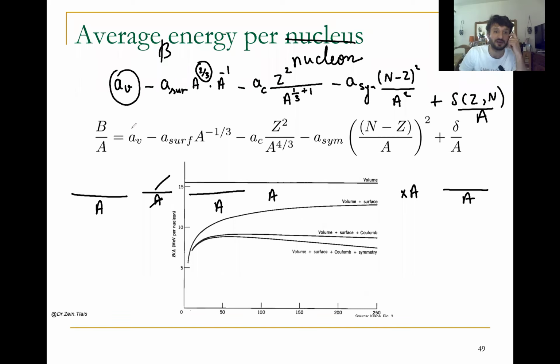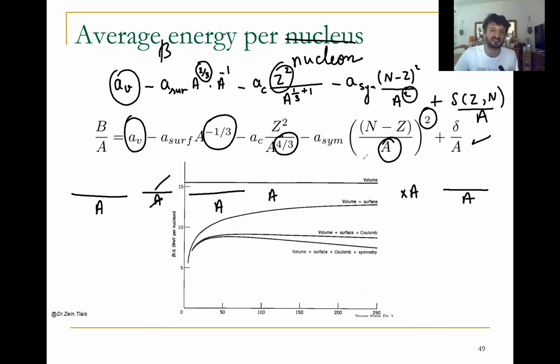We have AV minus A surface, and this one minus this one gives minus 1 over 3, minus AC, 1 over 3 plus 1 equals 4 over 3, Z squared, minus A symmetric. We have A squared here, and N minus Z, plus delta divided by A. This is the general expression of the binding energy per nucleon.